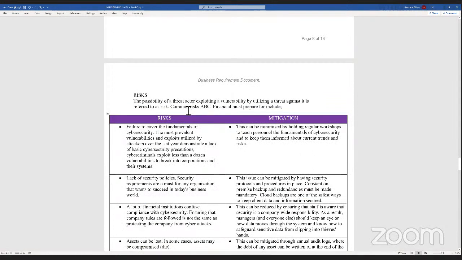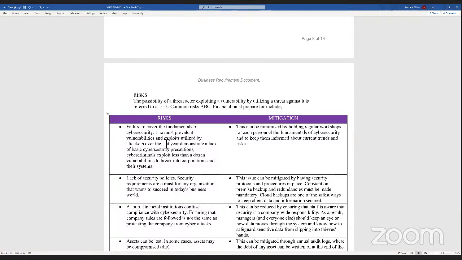So risk is the possibility of a threat actor exploiting a vulnerability by utilizing a threat against it. So what I meant to say here is that ABC should at least cover security basics with their employees before any of this platform can come to life.